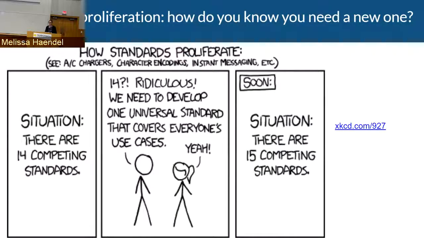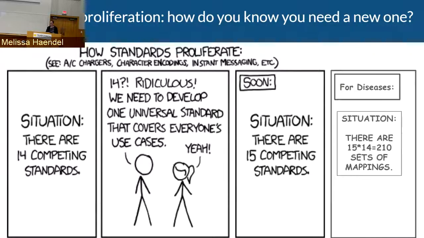So standards proliferation, here we go. How do we know we need a new standard? And this is a great XKCD comic. There's 14 competing standards. 14, that's ridiculous. We need to develop one universal standard that covers everyone else's use cases. Yeah. So the situation is soon there are 15 competing standards. And of course, you know, AC chargers, character encodings, messaging, it goes on, right? But here's our situation. For diseases, there are 15 times 14, which equals 210 sets of mappings. So we already have 210 standards. So we made a new one.